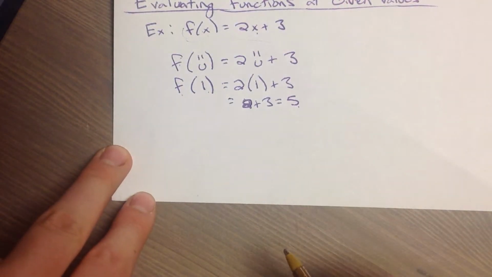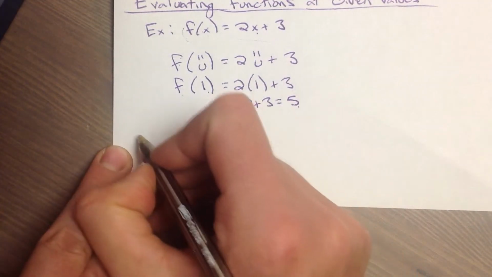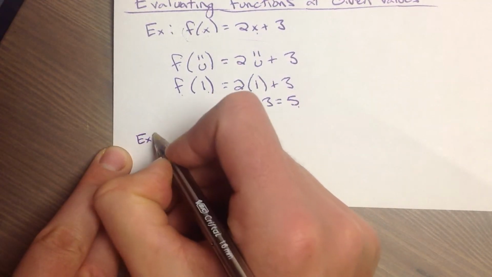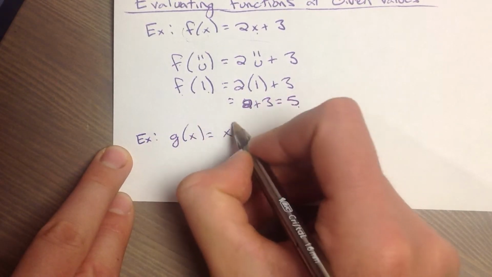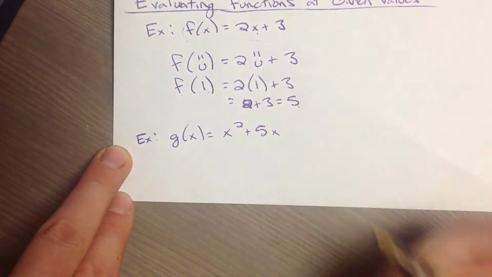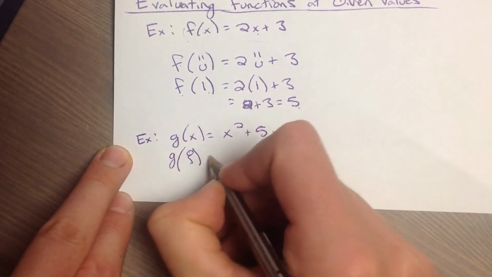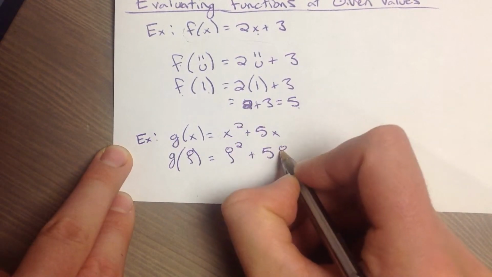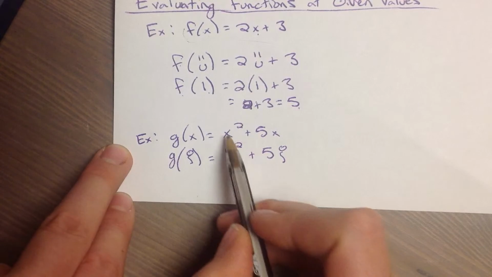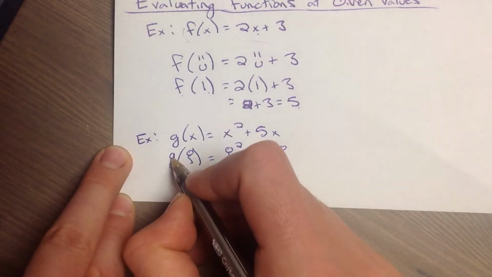When we're evaluating, we stick whatever's in here for any x's on the other side. So, say given, for example, that g of x equals x squared plus 5x. Well then g of balloon is equal to balloon squared plus 5 balloon. So in both these cases where the x's are, we put balloons because that's what we're inputting.